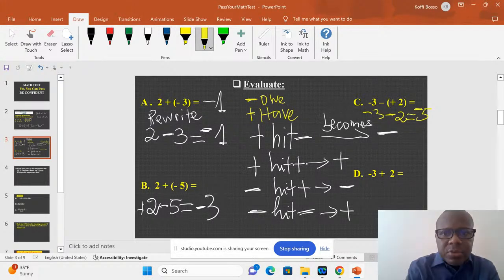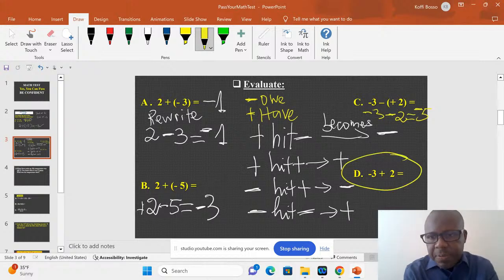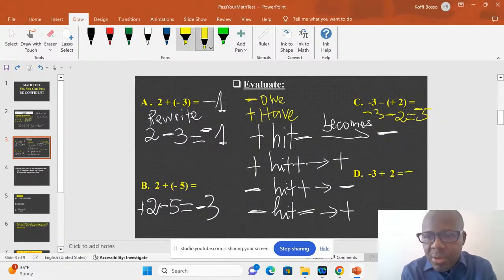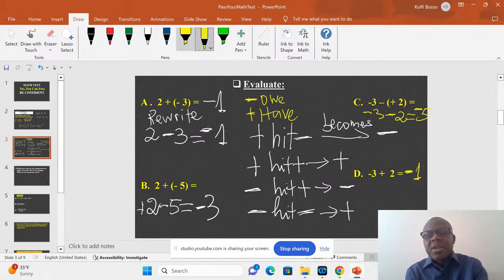Now, if we continue this side here, so negative 3 plus 2, there is no parenthesis, so we can do it directly. Again, a negative 3 is like you owe a store $3 because you purchased something, but you only have $2. Can you pay in full? No. But if you give the $2, you still owe the store $1. So we have a negative 1.